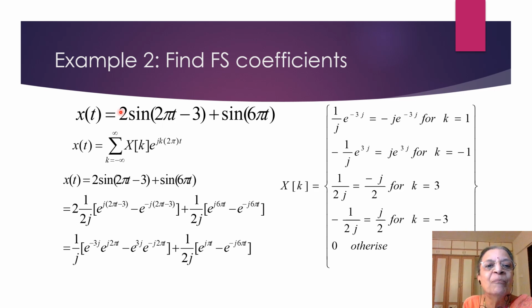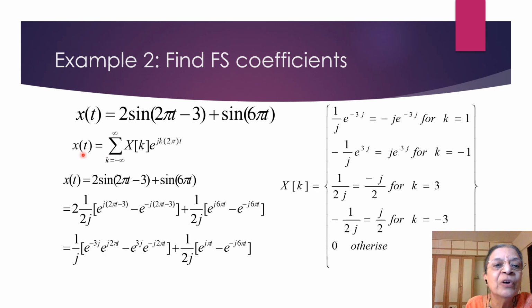Consider one more example. x(t) is equal to twice sine of (2 pi t minus 3) plus sine of 6 pi t. Now compare it with 2 pi f. So in this case, frequency is equal to 1. Here, what is the frequency? It is equal to 3. So what is the corresponding capital T? It will be 1 by 3 here. It will be 1 here.